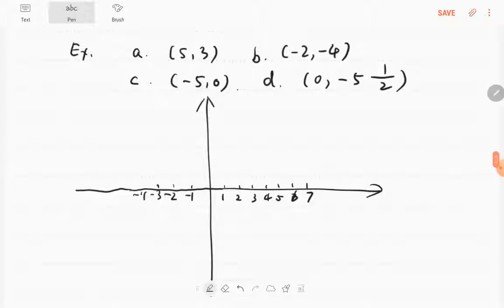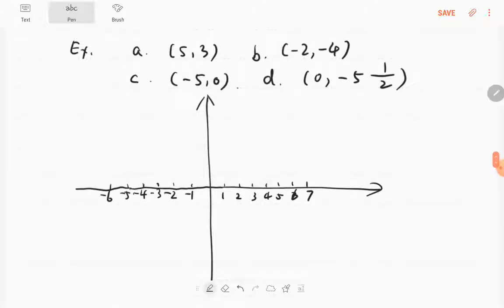So negative 4, negative 5, negative 6, and here is the origin 0, and 1, 2, 3, 4, 5, and negative 1, negative 2, negative 3, negative 4, negative 5. So first we want to find point A, right? 5, 3.